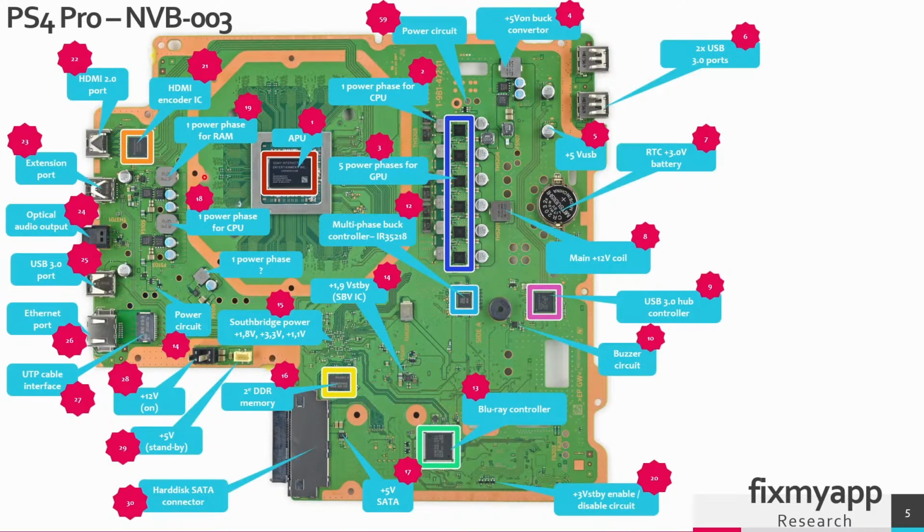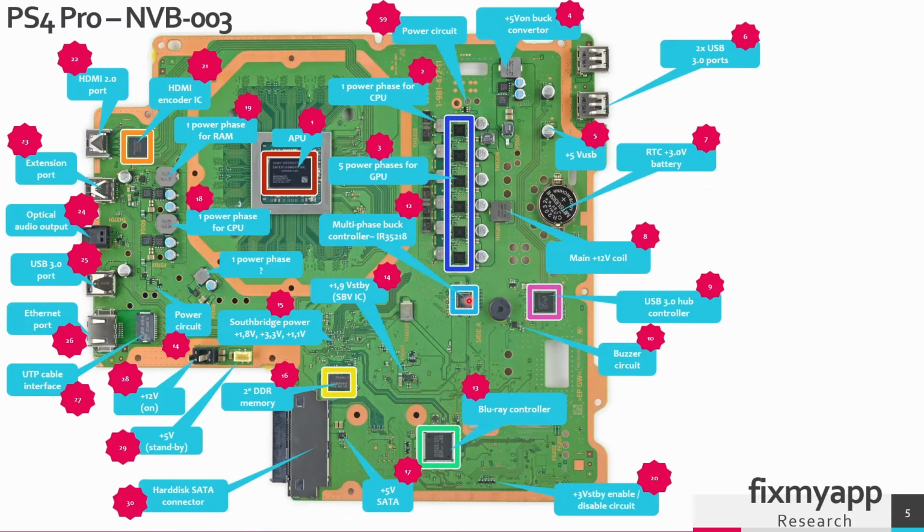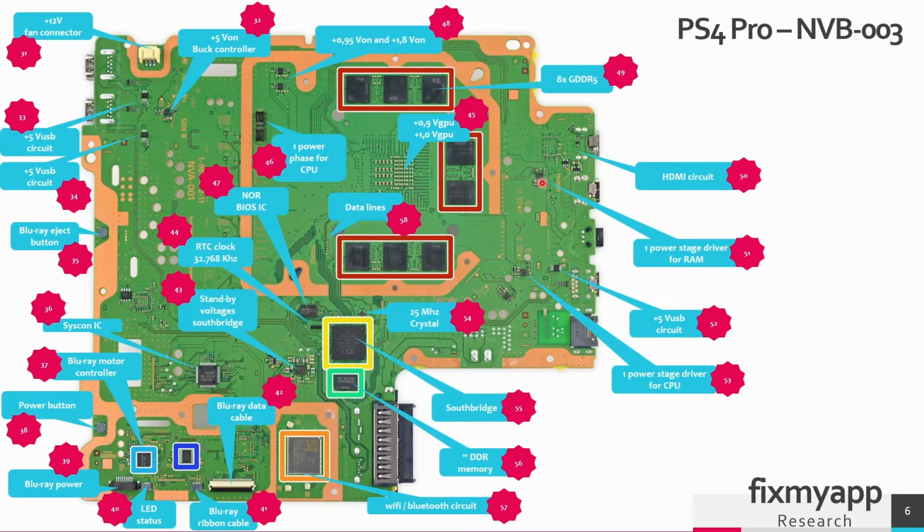The RAM voltage or memory voltage of 1.5 volt is being generated by this power stage. And this power stage is also controlled by this buck controller. So this phase is located in region 19. The power phase driver IC is located at the bottom side, so in region 51. And this power driver IC gets its PWM signal from the buck controller. So the PWM signal from the buck controller goes to this power stage driver IC, and this will generate the 1.5 volt that's needed for the random access memory.